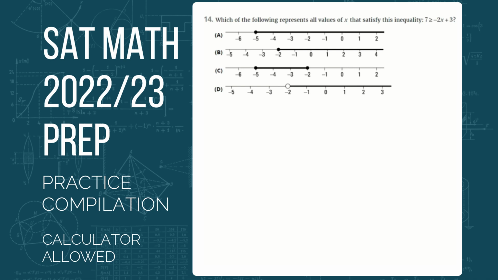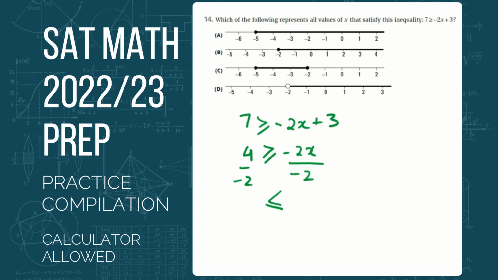Which of the following represents all values of x that satisfy this inequality? 7 is greater than or equal to negative 2x plus 3. Let's just write 7 is greater than or equal to negative 2x plus 3. And let's solve this. 4 is greater than or equal to negative 2x. When we divide by negative 2 on both sides, the sign flips and we get x here. So basically x is greater than or equal to negative 2.